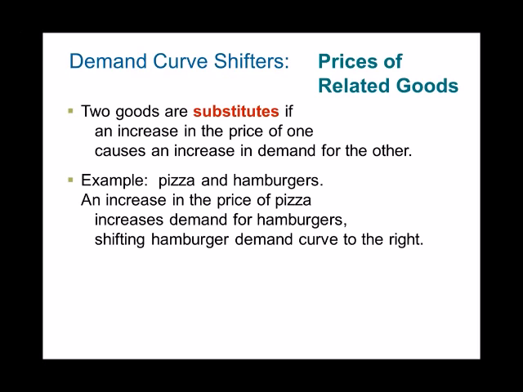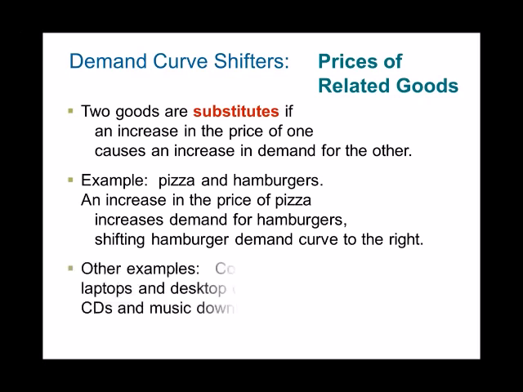We don't know what happened to the market of pizza, or why the price of pizza went up. We just know that the price of pizza went up, and pizza and hamburgers serve the same purpose. So if the price of pizza goes up, I'm going to eat more hamburgers for dinner, and it's going to cause demand for hamburgers to shift to the right.